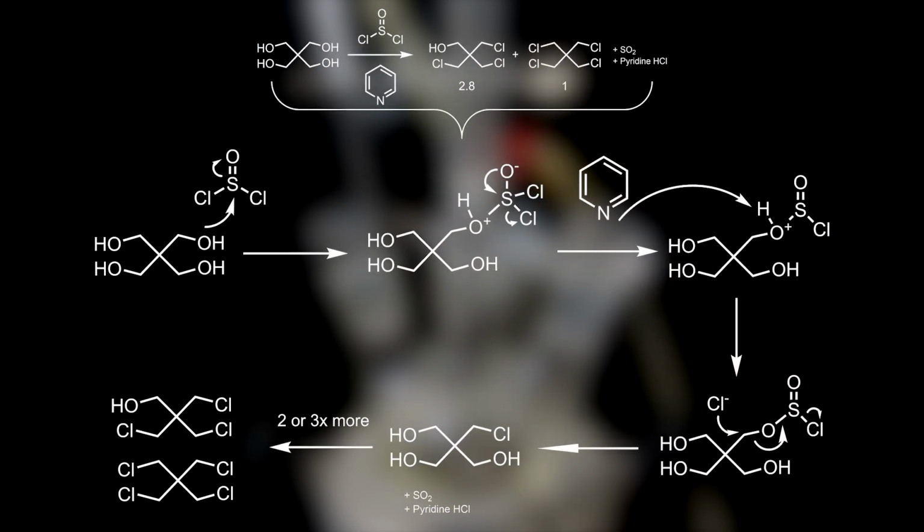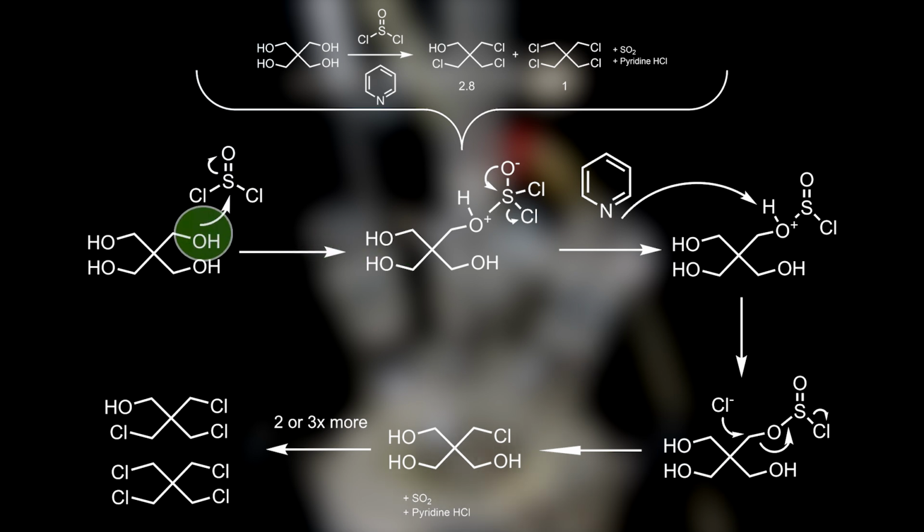In more detail, a lone electron pair from the hydroxyl group attacks the sulfur of thionyl chloride, causing one pair of bond electrons to move onto the oxygen. In the resulting intermediate molecule, the double bond reforms and kicks off a chlorine atom. Then, pyridine can take up the remaining proton.